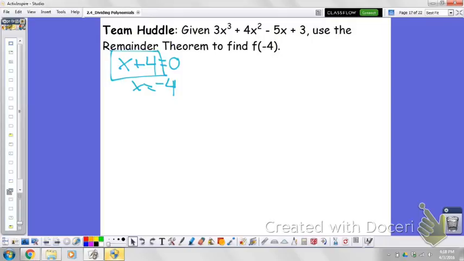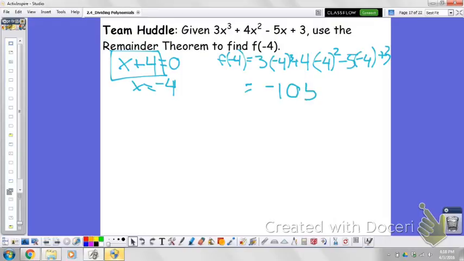So we'll do that by finding f of negative 4, which would look like 3 times negative 4 to the power of 3 plus 4 times negative 4 squared minus 5 times negative 4 plus 3. And when we would work all that out, you would get negative 105. So that would be your remainder by using the remainder theorem.